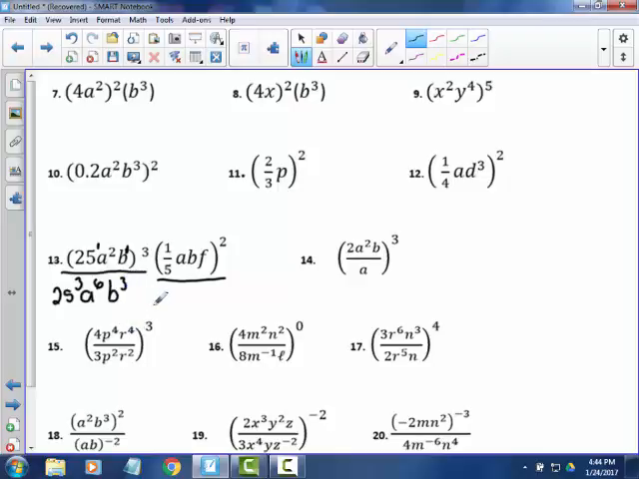So that's the first term. Now we look here, we have 1/5 to the 1st power, a to the 1st power, b to the 1st power, f to the 1st power. Okay, so all of these, if we multiply 1 times 2, we're going to get 2. So that's going to be 1/5 to the 2nd power, a to the 2nd power, b to the 2nd power, and f to the 2nd power. Okay. So now for 25 to the 3rd power and 1/5 to the 2nd power, I can go to my calculator if I need to.